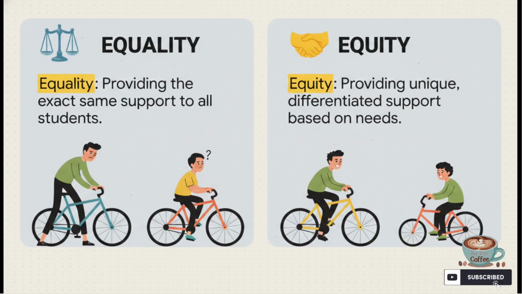But actually, true fairness in the classroom requires a shift toward equity. Equity is all about providing unique, differentiated support based on individual student needs. Think about it like this. If you give every student the exact same scaffolded worksheet, sure, that's equality, but it might not be what every student actually needs to succeed. Equity means recognizing that during a test, for example, fairness might look like providing extra time, a reader, or a modified paper for a student with specific needs. It's really about leveling the playing field, not just standardizing the equipment.